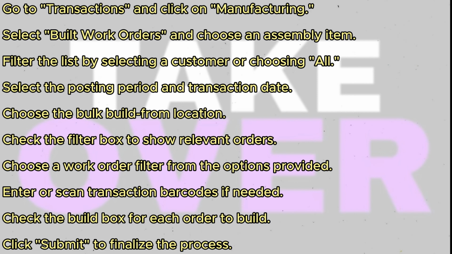Now, select the bulk build from location used to build the orders. Check the filter box to show only orders associated with the selected location. Clear this box to build orders associated with any location or with no location.